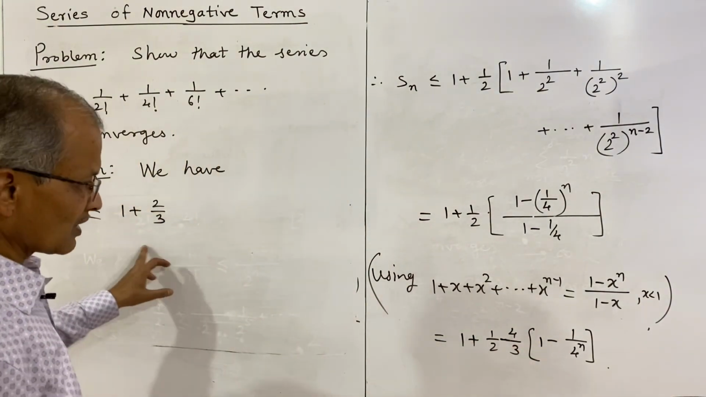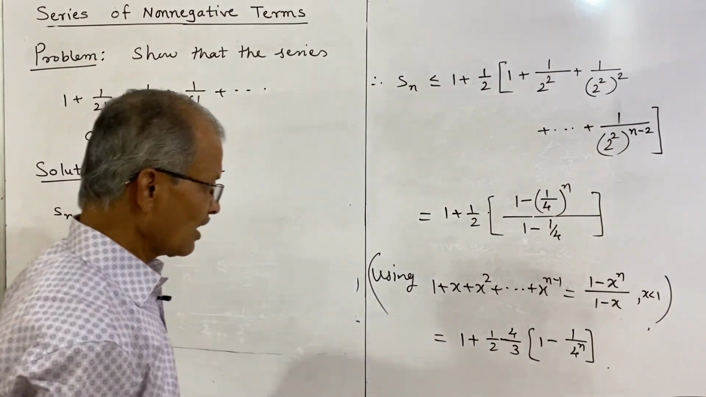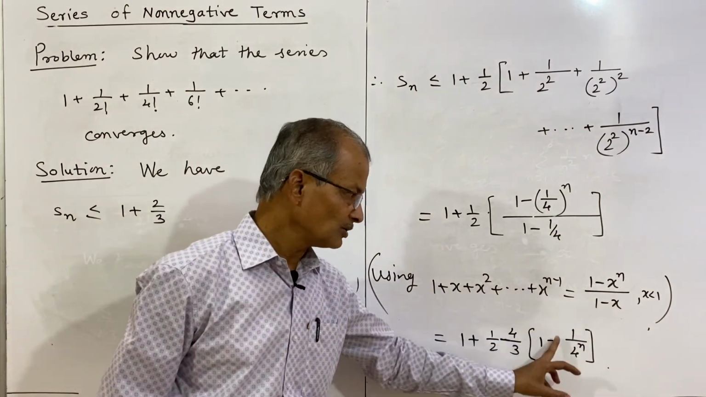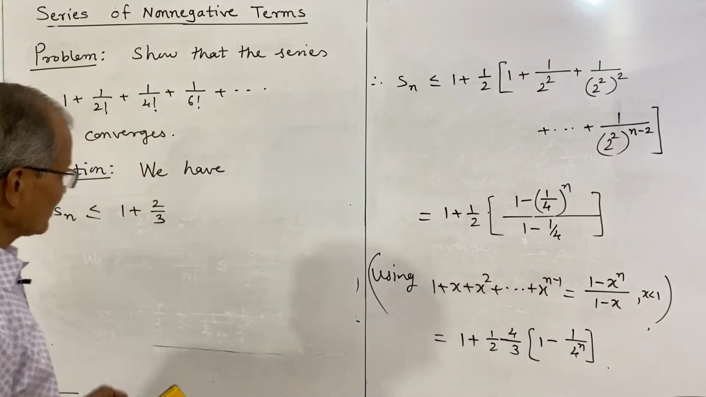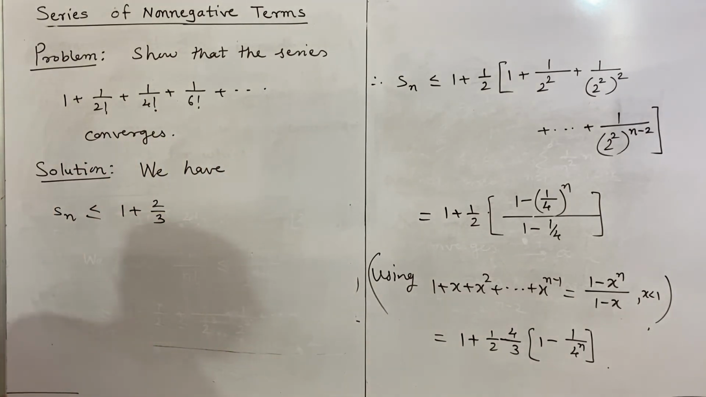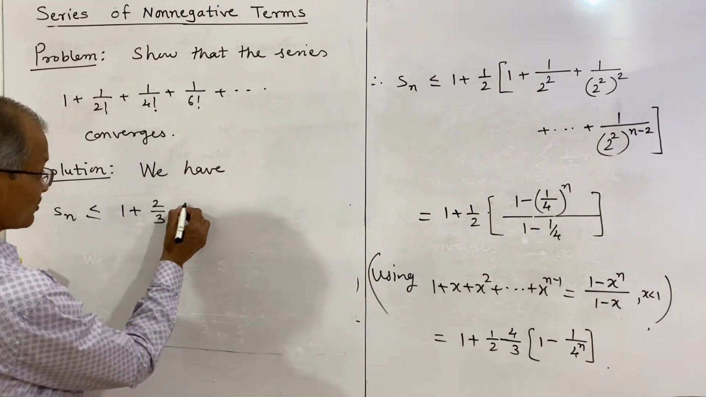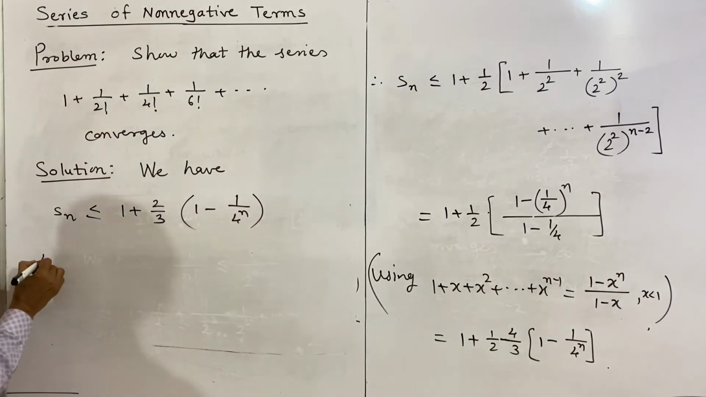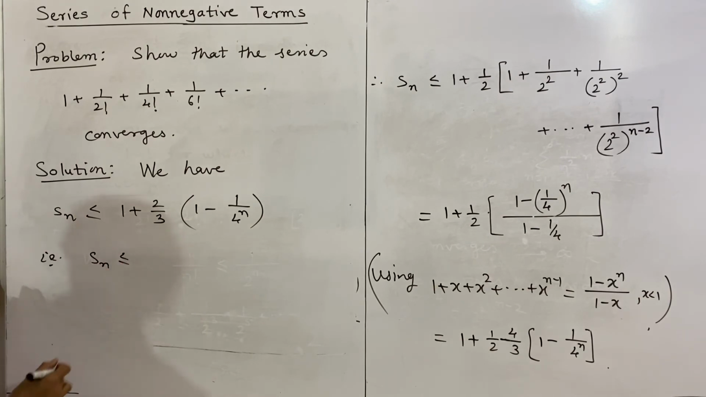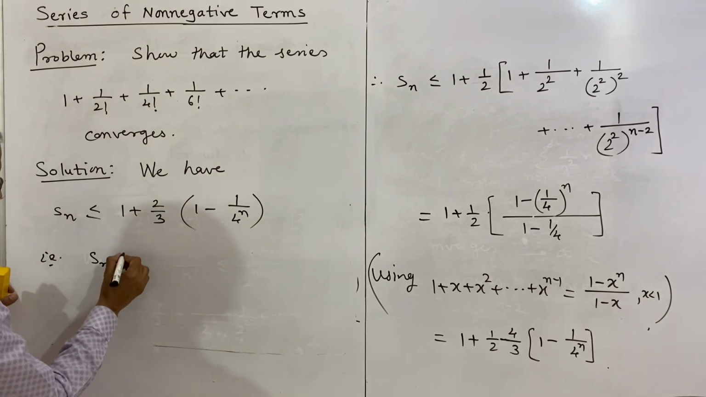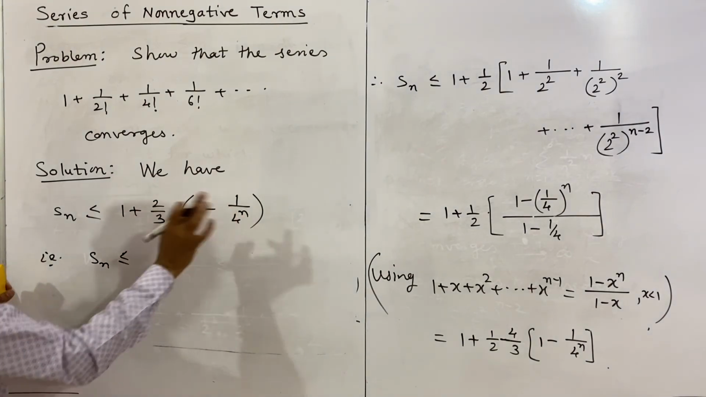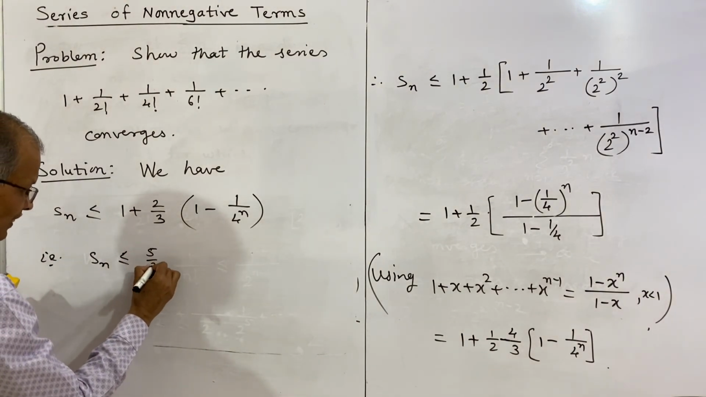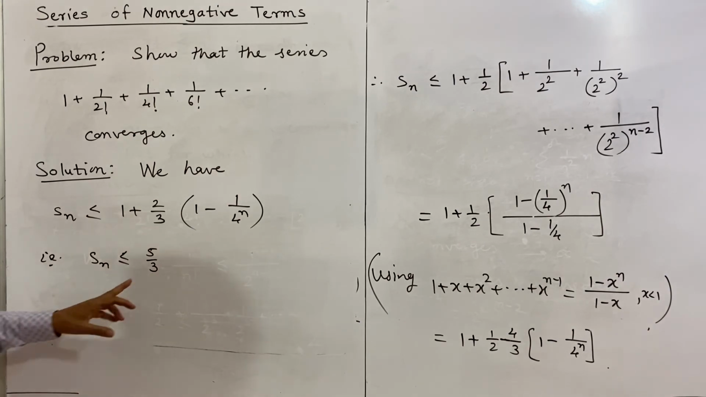and therefore this is less than that expression. If you take n tends to infinity, this is going to be 0, 1 upon infinity will be 0, and thus Sn is strictly less than 1 plus 2/3 minus 2/3 into this. So what is 1 plus 2/3? 3 plus 2, that is 5 by 3, and thus Sn is certainly less than 5 by 3.